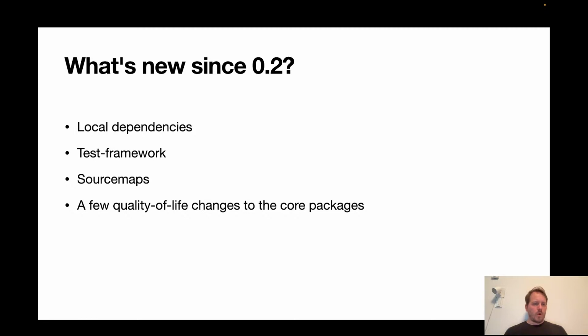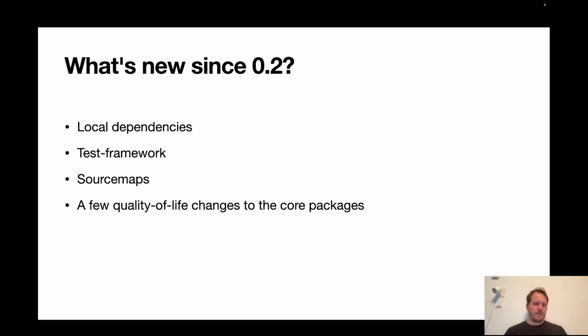One of those features was local dependencies, so you're now allowed to point your project to a folder on disk containing some dependency, which is great for testing a release before you make it publicly available. Gren also has a test framework now, which is based on the official test framework in Elm.